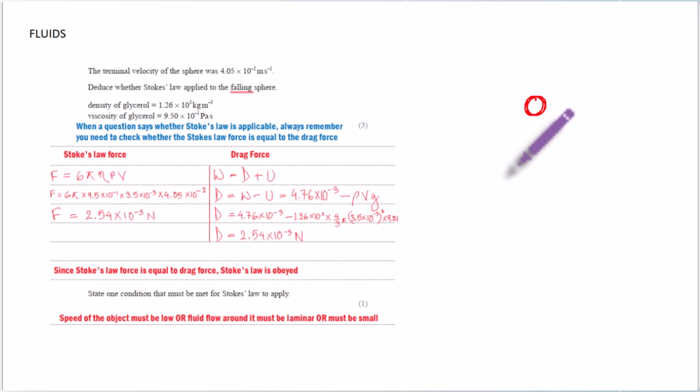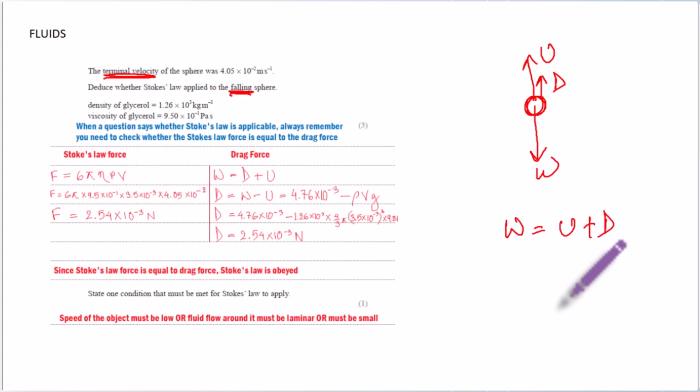to draw a diagram. Questions like this. If it's a falling sphere, the forces acting on it would be its weight, upward will be upthrust, and drag. And if it is falling with terminal velocity, all the upward forces must be equal to all the downward forces. So in this situation, weight should be equal to upthrust plus drag. And from here you find out drag separately and you just compare if the Stokes law force is equal to drag force. If they are, then and only then you say Stokes law is applied.